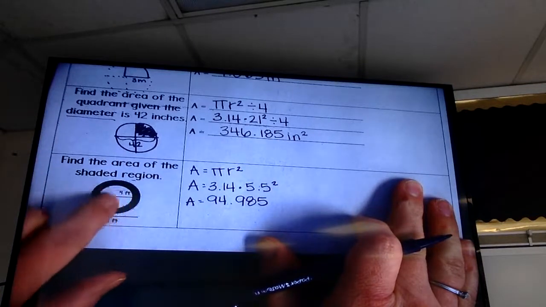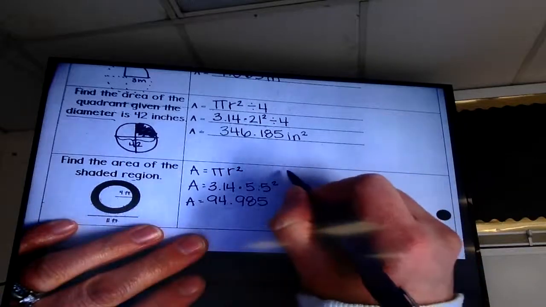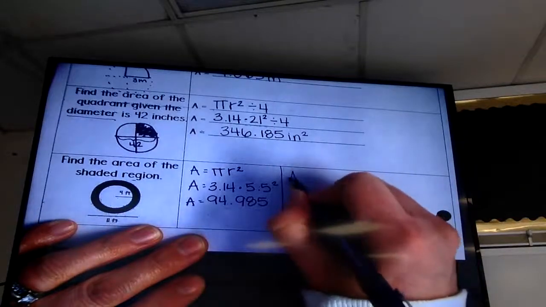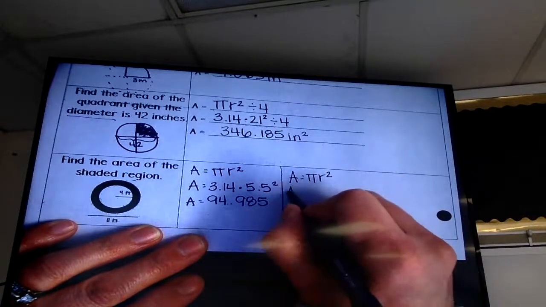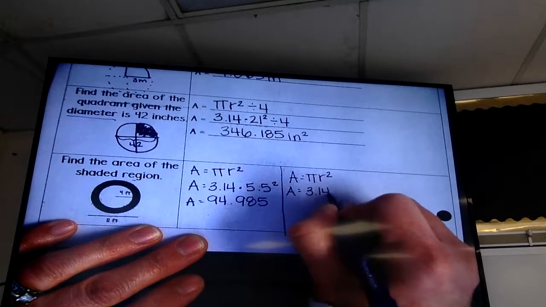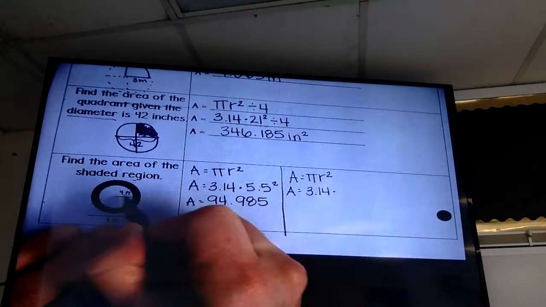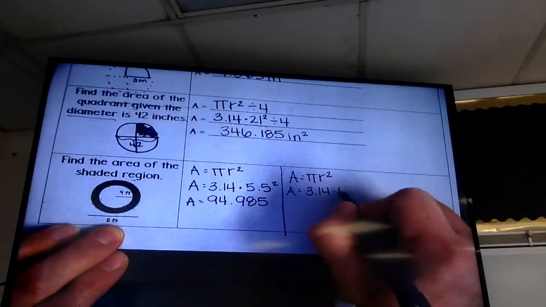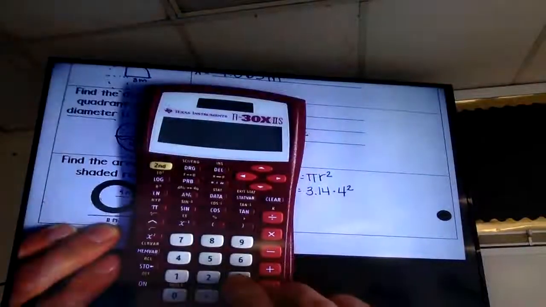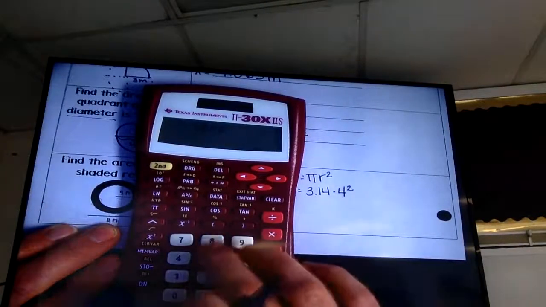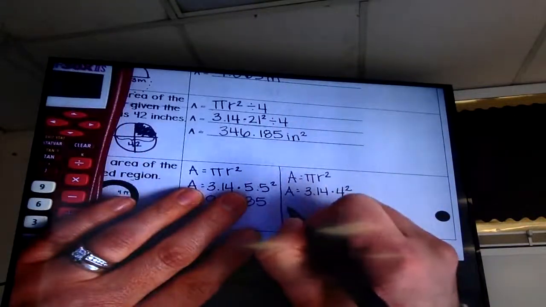Okay, then I'm going to do it again, but with the white cream filling of my Oreo cookie. So I'm going to say area equals pi r squared. Area equals 3.14 times the radius of just that white section. Well, they gave us that. It's right here. It's 4 feet. I'm just going to say 4 squared. All right, let's plug it in. 3.14 times 4 squared. 50 and 24 hundredths.